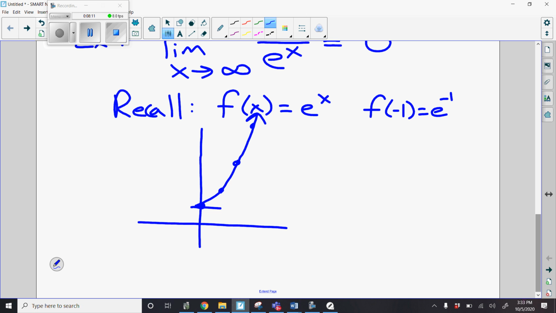Let's think about how did we deal with negative exponents? Well, we know that we can move a negative exponent into the denominator to become a positive exponent, and keep that coefficient of 1 up top. So this is the same as 1 over e. Well, that's like 1 over 2.7, whatever.